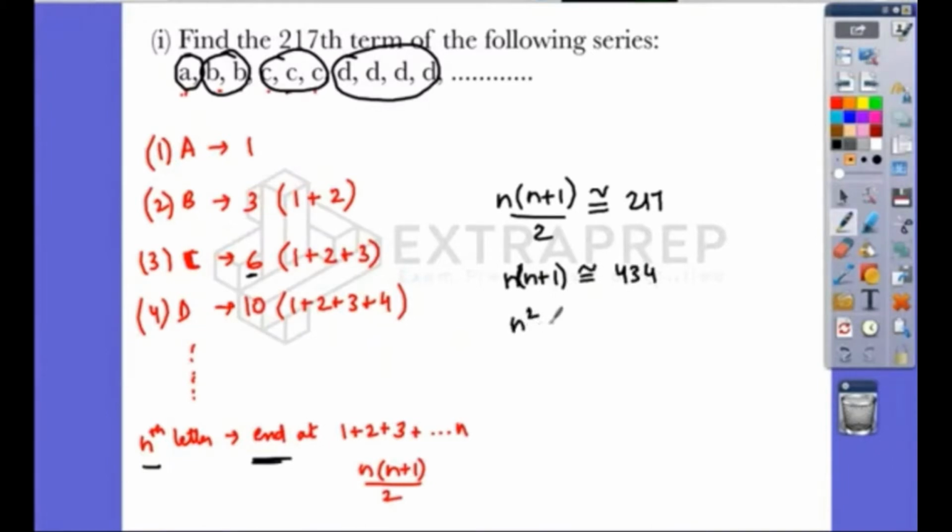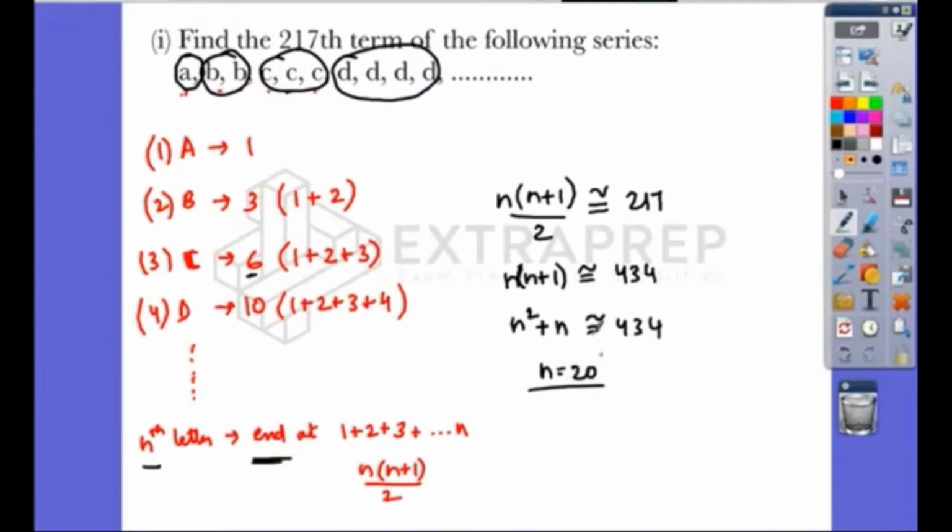So n square plus n should be almost equal to 434. Now tell me a square number before 434. 21 square is 441. So 20 square is 400 plus 20 is 420, which is less than 434. So the largest possible value of n satisfying the condition is 20.